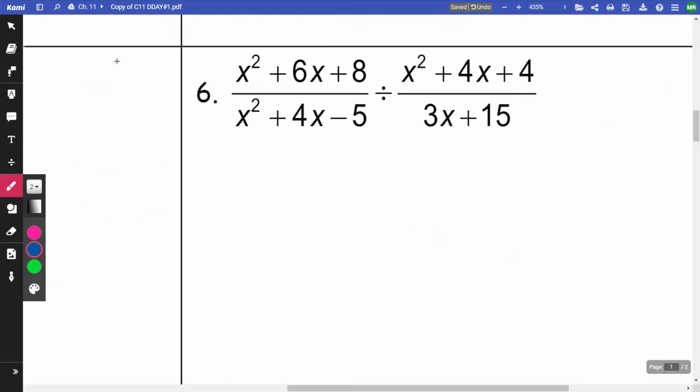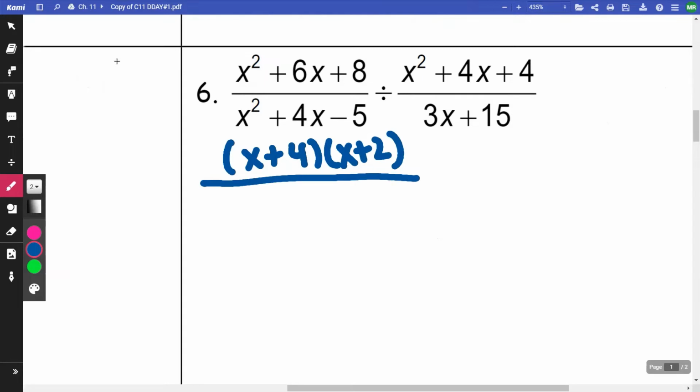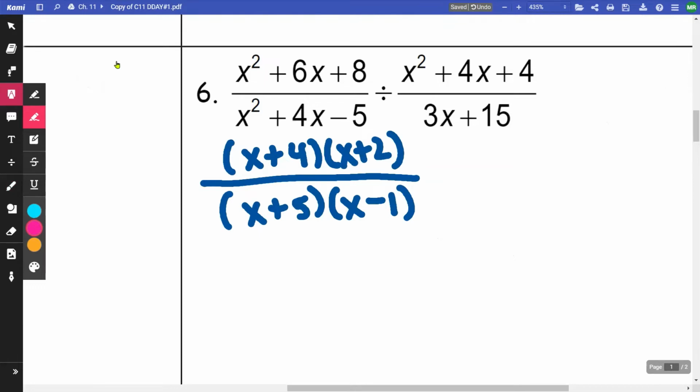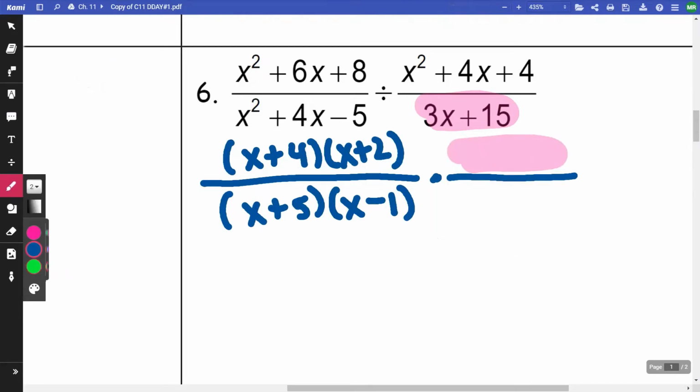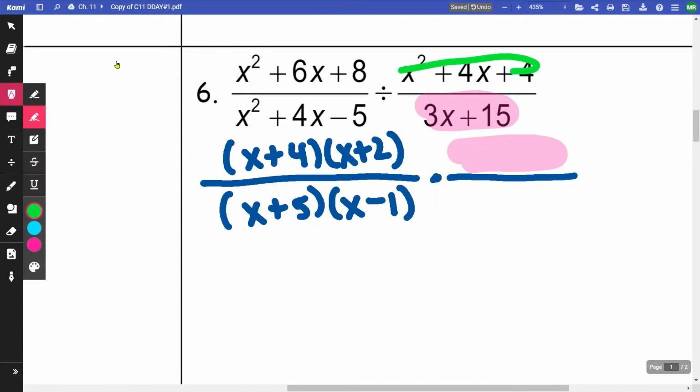On 6, I'm going to factor the top. That's going to be an x plus 4, x plus 2 of the first fraction. On the bottom, what multiplies to -5 and adds to a 4, that's going to be an x plus 5 and an x minus 1. Now, what's going to happen is when I'm dividing, I'm going to change it to multiplying by the reciprocal. So this right here is what's going to go up here on the top. And this right here is going to go on the bottom.